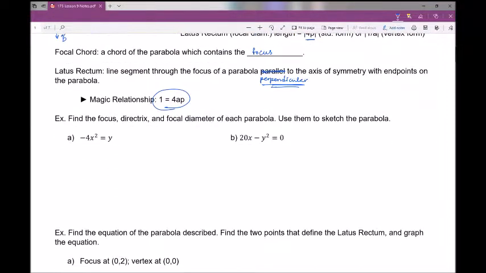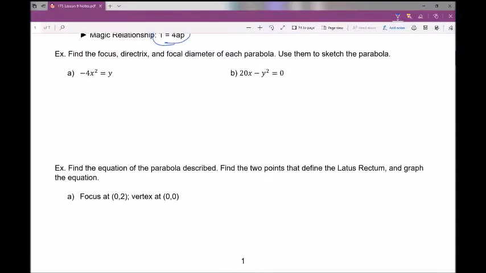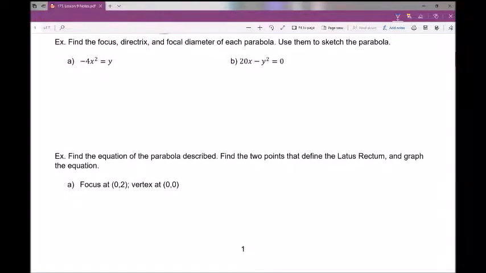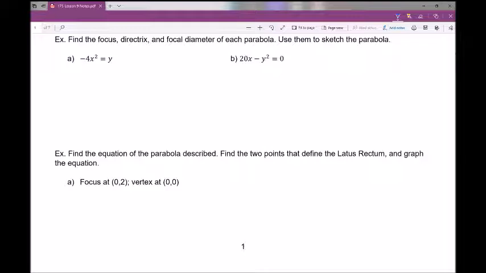Okay, so now that we've done a ton of formulas, let's go on to some examples. So we're going to find the focus, the directrix, and the focal diameter of each parabola, and then we're going to use them to sketch the parabola. So for the first example, we have negative 4x squared is equal to y.